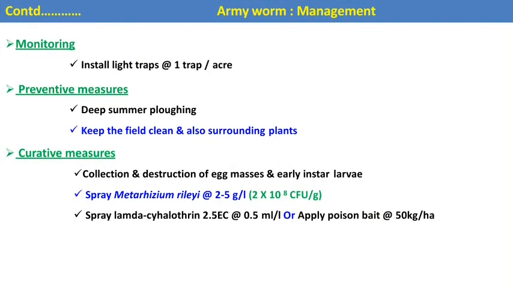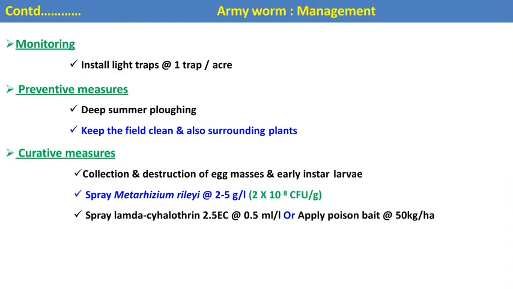And then how can we manage this pest in a cereal crop or in a sorghum crop? For monitoring purposes, we can install one light trap per hectare, because the moth is attracted toward the light. Then for preventive purposes, deep summer plowing, because pupation occurs in soil and the pupa is also the hibernating stage in the soil, and that can carry over into the next season. So deep summer plowing helps to reduce the infestation of the armyworm.